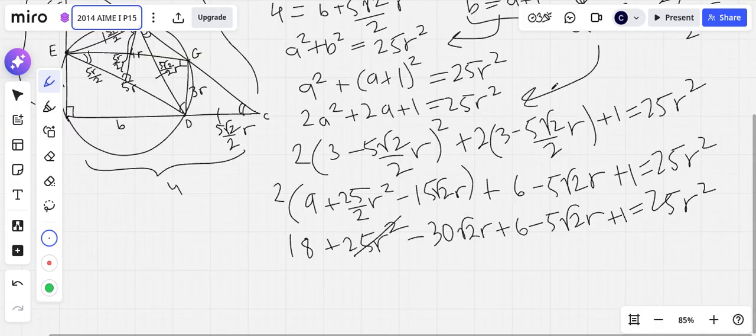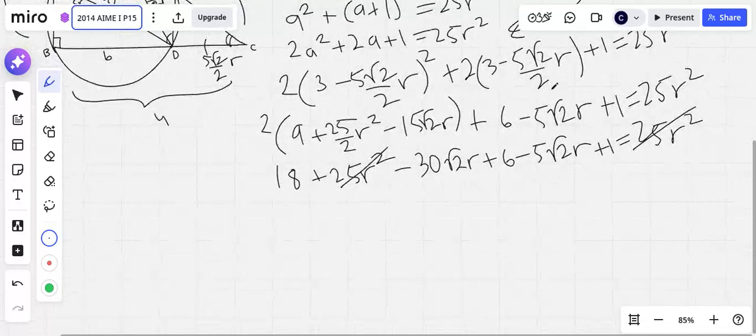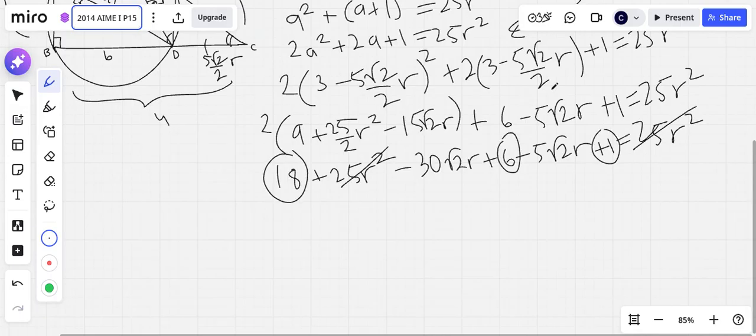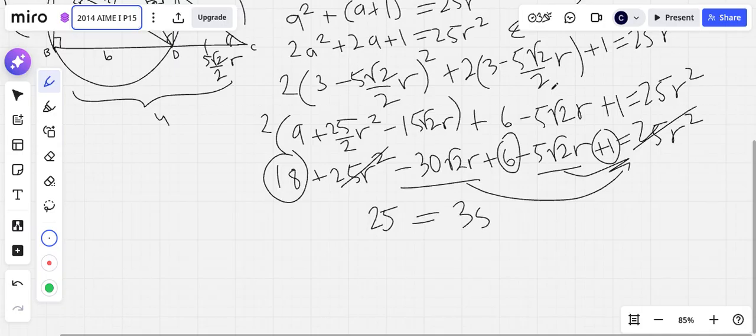Notice that the 25r squared on both sides cancel out, which reduces it to a linear equation, which will be very easy to solve. Combining like terms, I have my constants here. This will add up to 25. And then I'm going to take these and bring them to my right-hand side so that it'll be positive. And finally, solving for r, we get 5 over 7 square root of 2, which is equal to 5 square root of 2 over 14.